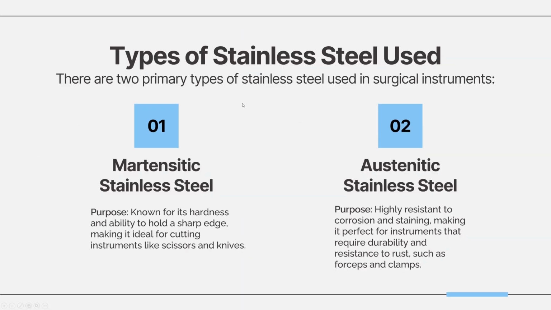So we're going to talk a bit more about the types of stainless steel used most commonly in the hospital or healthcare field. So we have the martensitic stainless steel. And as mentioned, it's known for its hardness and ability to hold a sharp edge, so it's more likely to be used for cutting tools. And then we also have austenitic stainless steel, which is highly resistant to corrosion. But of course, it still requires proper care to avoid corrosion. And it is more likely used for non-cutting tools.